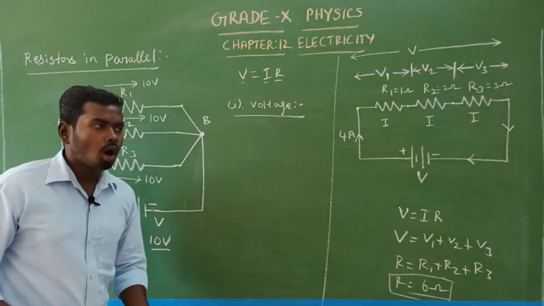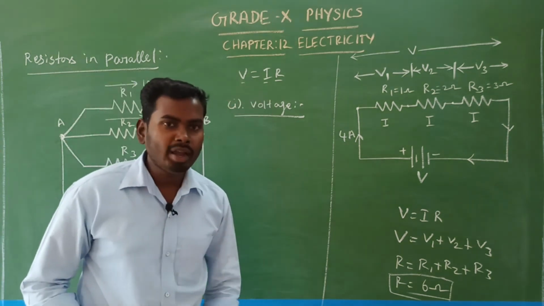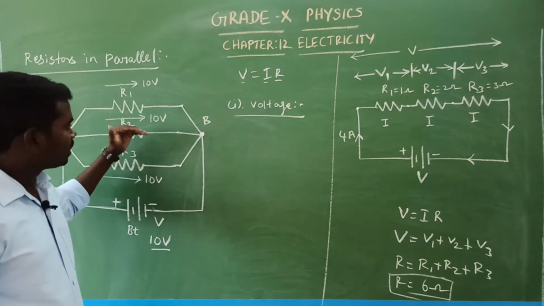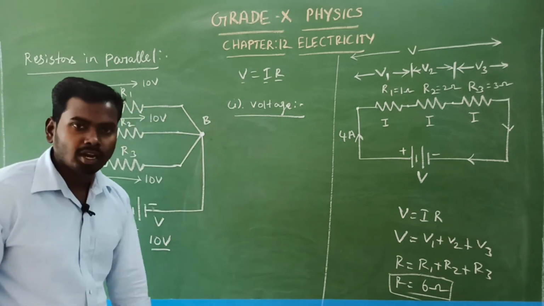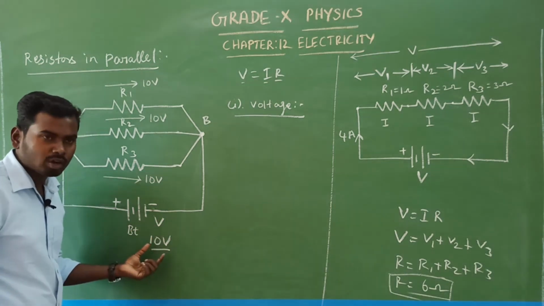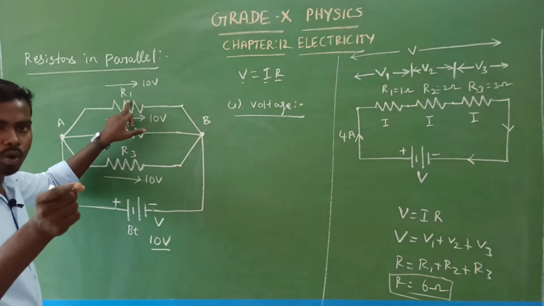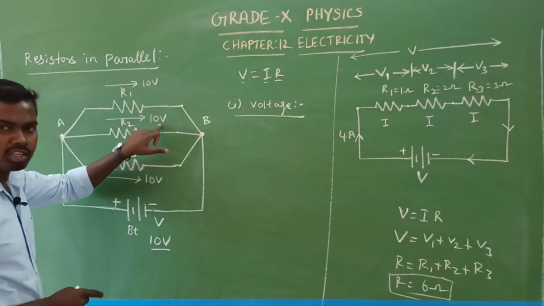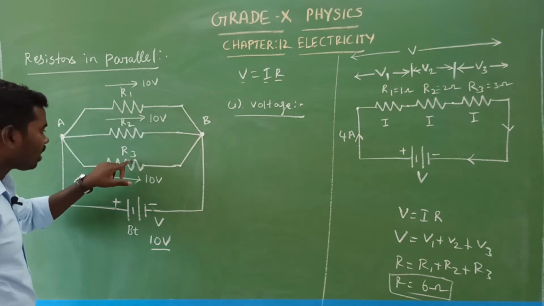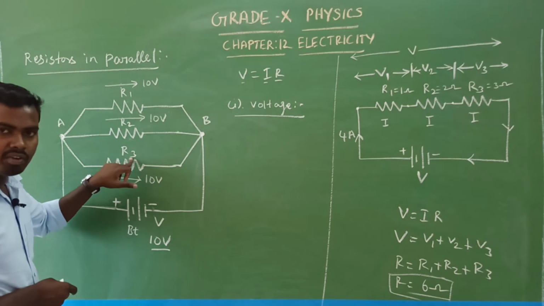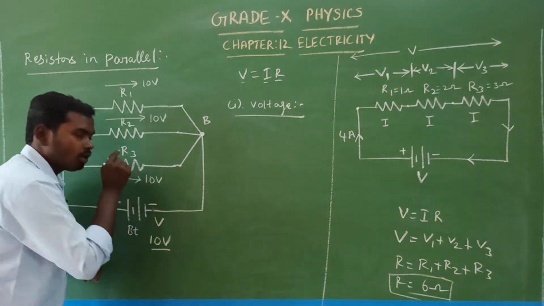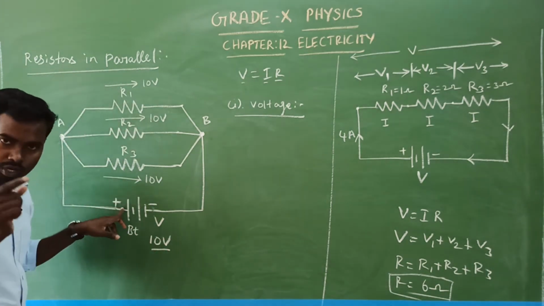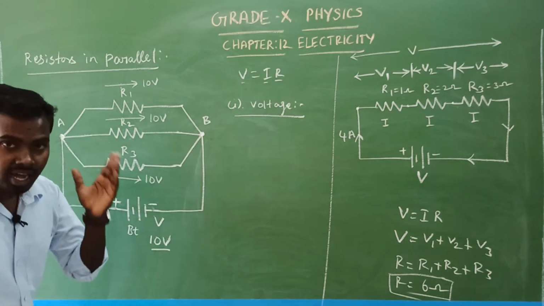So whenever two or more resistors are connected in parallel combination, each resistor will have the same amount of potential difference. If you apply 10 volt potential difference throughout the circuit, resistor R1 will have 10 volt potential difference. Then resistor R2 will have the same amount of potential difference, that is 10 volt. Then resistor R3 will have the same amount, that is 10 volt, because all the resistors are directly connected to the positive terminal as well as the negative terminal of the battery.